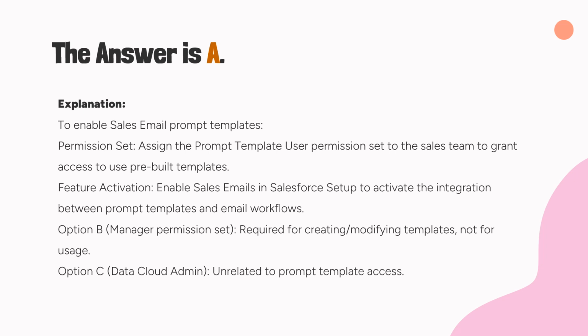To enable sales email prompt templates: Permission set. Assign the Prompt Template User permission set to the sales team to grant access to use pre-built templates. Feature activation. Enable sales emails in Salesforce Setup to activate the integration between prompt templates and email workflows. Option B. Manager permission set, required for creating and modifying templates, not for usage. Option C. Data Cloud Admin, unrelated to prompt template access.